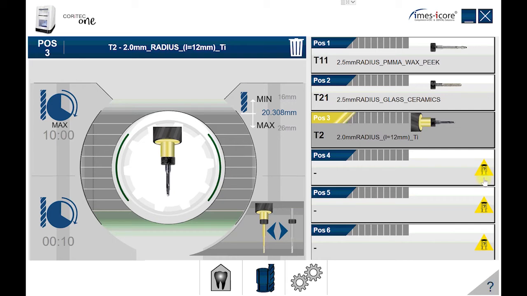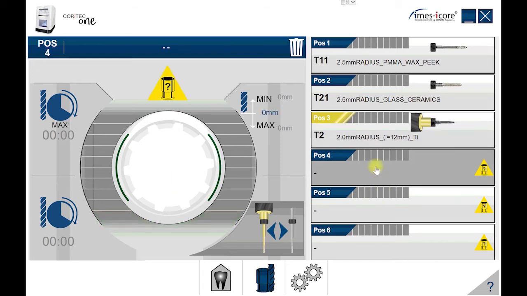To begin loading a new tool, we will start by clicking on an empty tool slot. Once the empty slot is highlighted, you will notice on the left side of the screen the position number has changed and there is no tool information present.